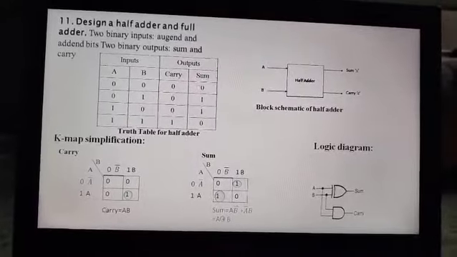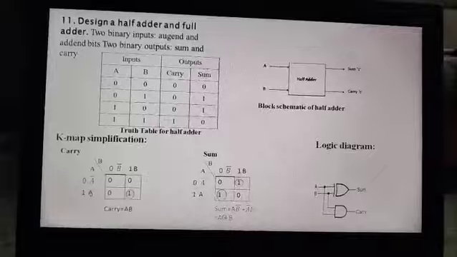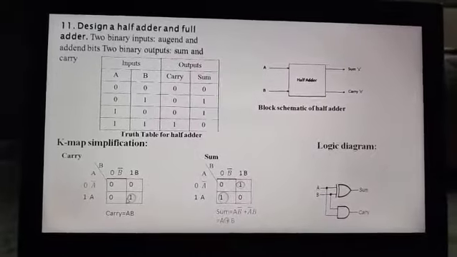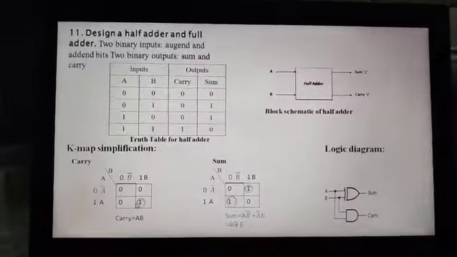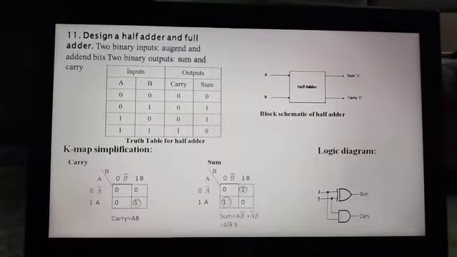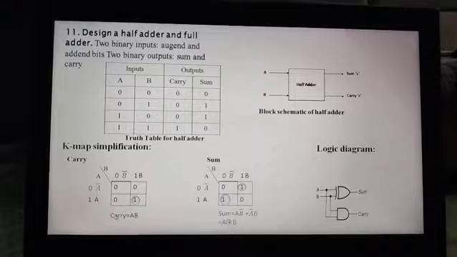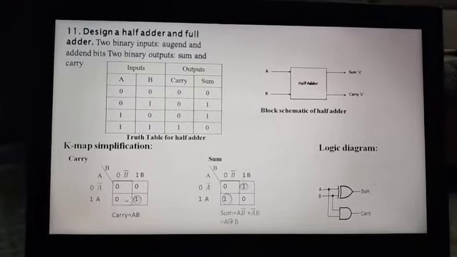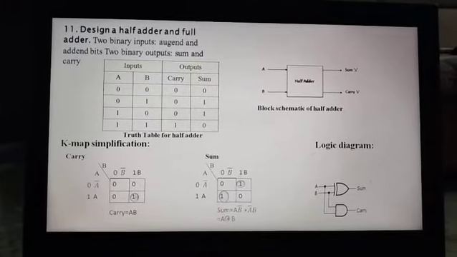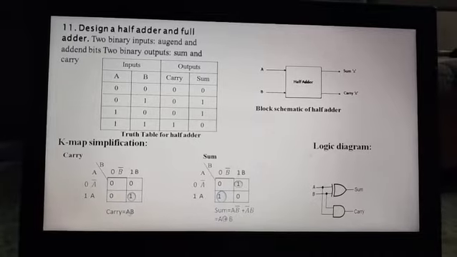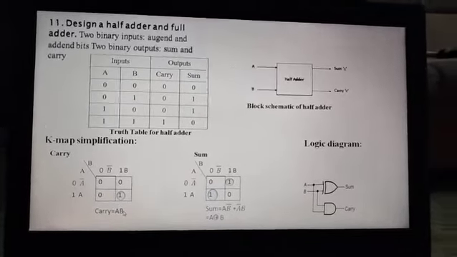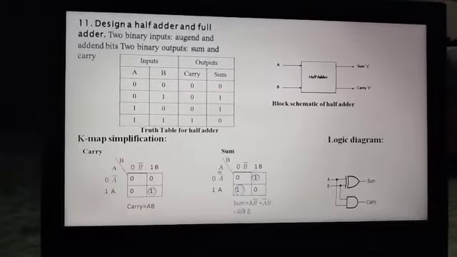Now, what I have to do is, carry is equal to A, the input that I am given, and B. So, my output is carry equals A and B here. Can you understand how I am getting this A and B? Right. And next is sum.